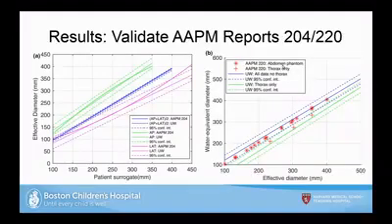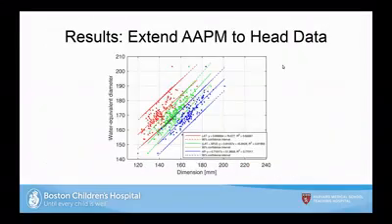And then for AAPM report 220, they provide points. These points here, the asterisks, are for abdomen only, and these points here are for thorax only. So we plotted their points and our fits, and we found that their points fell well within the 95% confidence interval. So again, we confirmed AAPM report 220 looking at this graph. And so we felt fairly confident that going forward we could extend our analysis to the head.